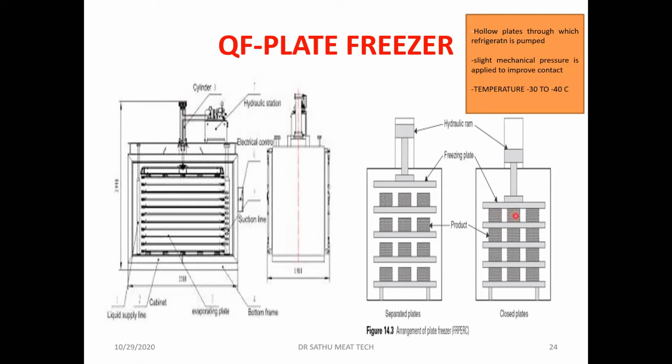So here we will be using a refrigerant; Freon R404A is commonly used. Any refrigerant you can use. Now at present we will be using Freon. It's commonly used. And when you press it, it comes in close contact, and there will be exchange of heat. The temperature in the plate freezer is commonly -30 to -40 degrees centigrade.